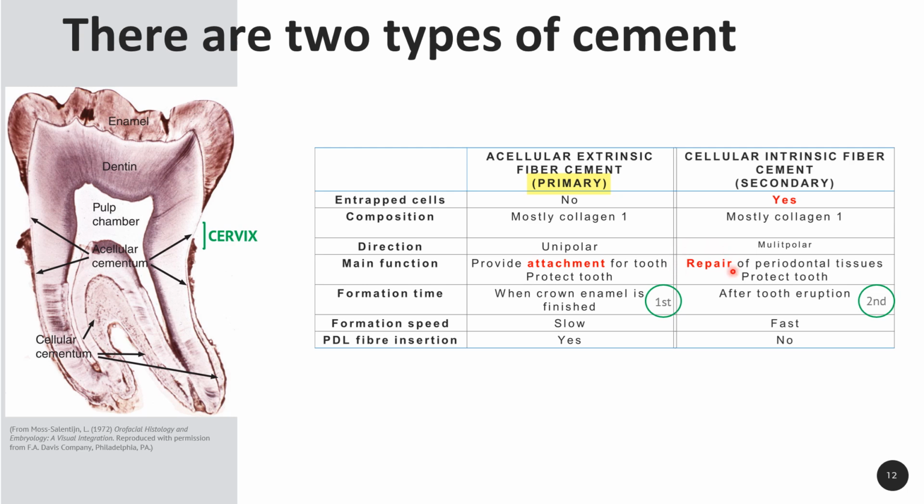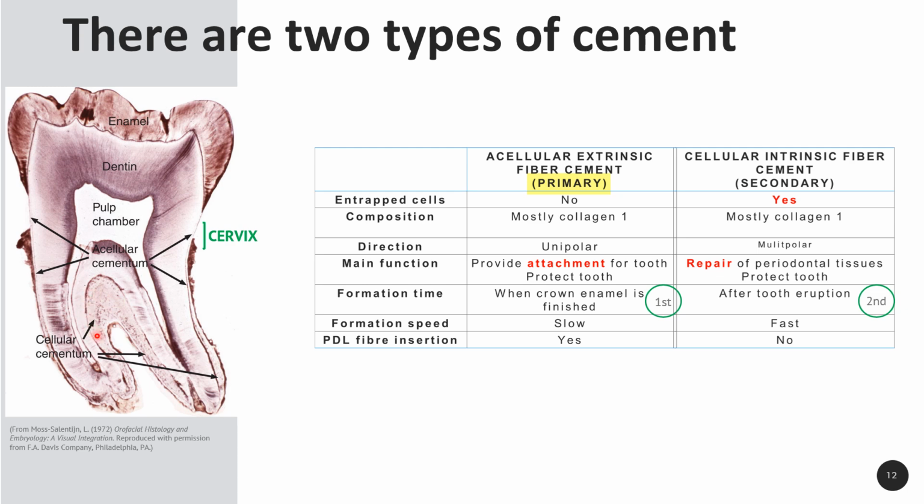This type of cement is more a repair function and protecting the tooth, and happens secondarily, so after tooth eruption, and it's much faster, like I said. So if you're secreting cement proteins from more than one direction, you can build up cement faster, but you trap the cells in. Cellular cement is not normally associated with the PDL.